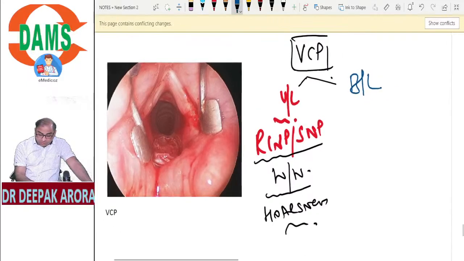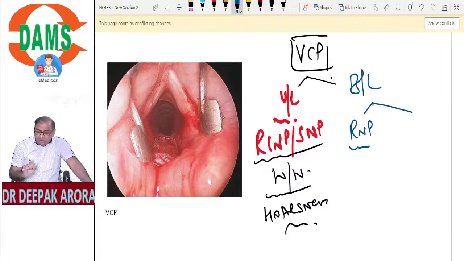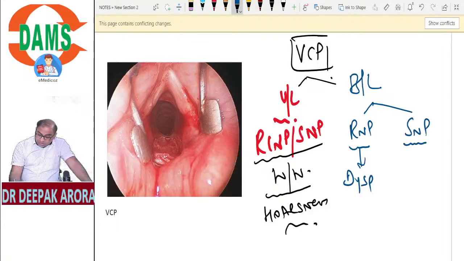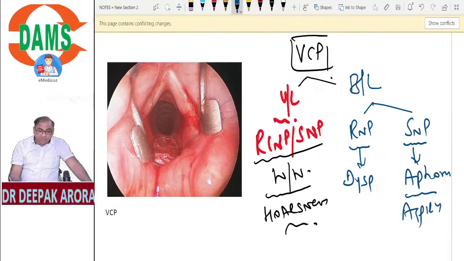Here you should have a concept. In case of bilateral recurrent nerve palsy, the patient has severe dyspnea. In case of bilateral superior laryngeal nerve palsy, the patient will have complete loss of voice and aspiration. Complete loss of voice and aspiration. Done. Is this clear, beta?